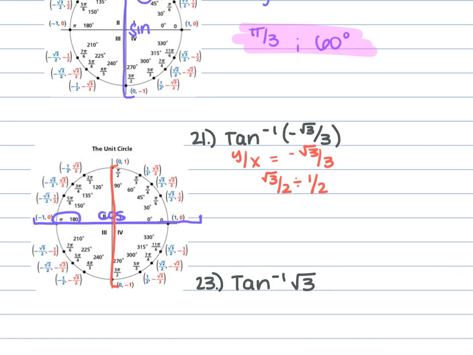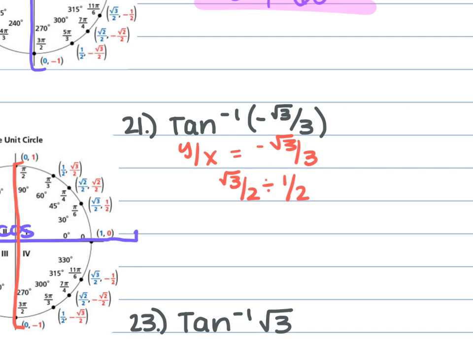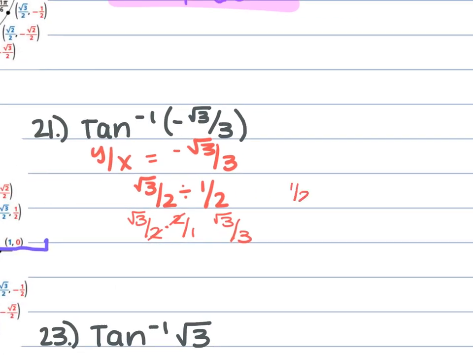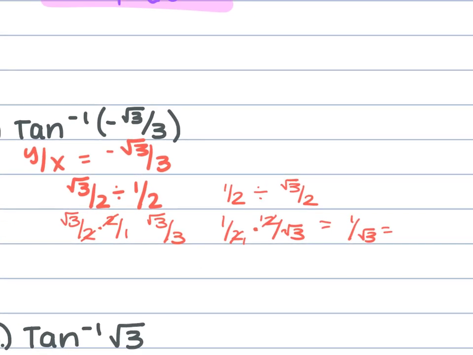For this, we are going to work with the square root of 3 over 2 divided by the 1/2. If we keep change flip, we're having the square root of 3 over 2 times 2 over 1. These would cancel, so it's just the square root of 3 over 1. That's not right. So flip it and see if that works: 1/2 divided by the square root of 3 over 2 would give us 1/2 times 2 over the square root of 3. Your 2's would cancel, so then you would have 1 over the square root of 3, which simplifies to be the square root of 3 over 3. So this one works.